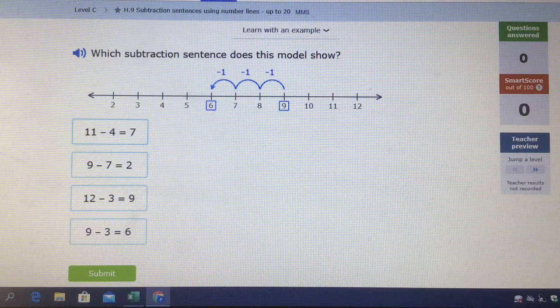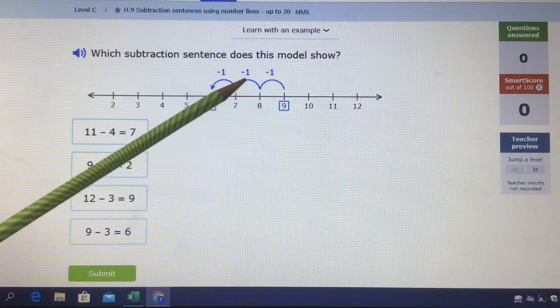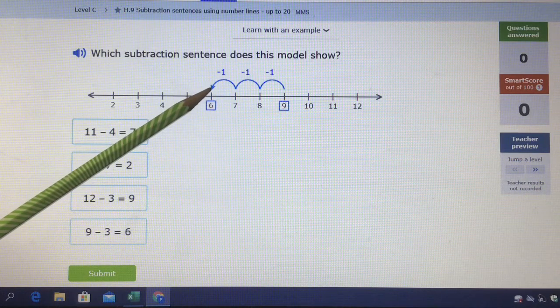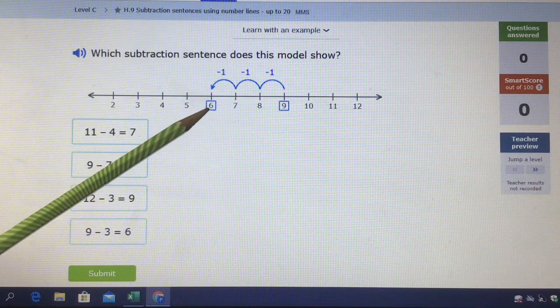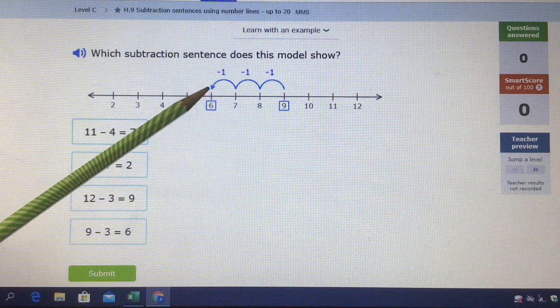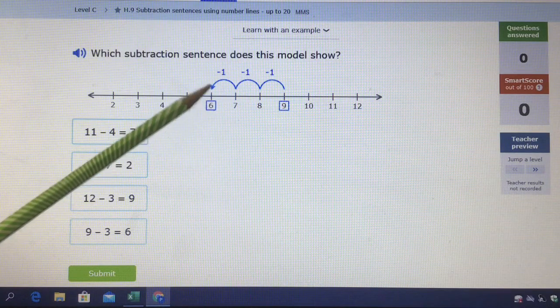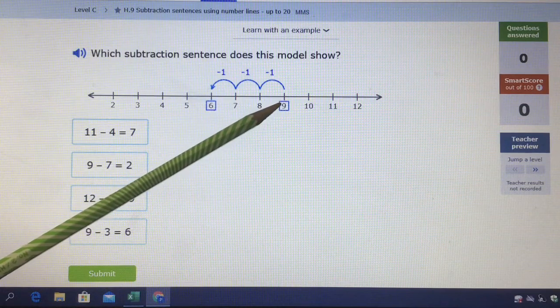We've got to look at our number line, and look at the numbers that have been boxed. And then we've got to look at the direction of our arrow. Our arrow ends over here, so it's pointing to this number. Remember, our arrow is always pointing at our answer. This is our answer, which means we're starting way back here at the 9.